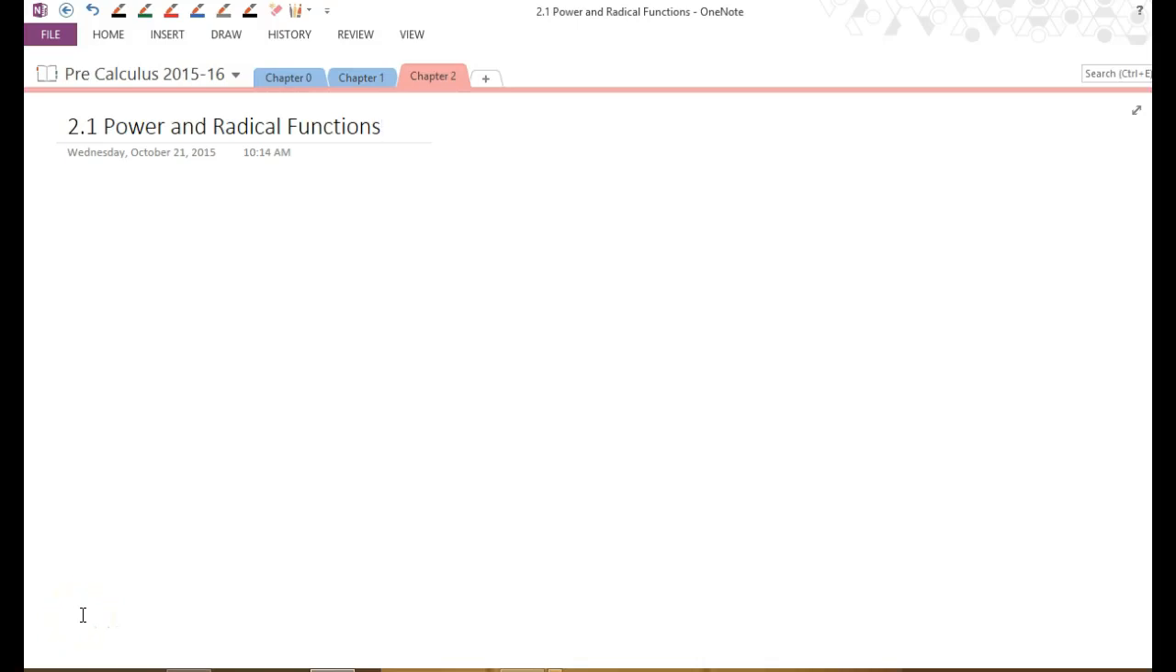Alright, so chapter 2, well I guess 2-1, is the power and radical functions. So basically what we're going to be doing is looking at functions that are monomials and graphing them and describing their end behaviors and continuity and all that good stuff. So does anybody remember, first of all, what a monomial is?